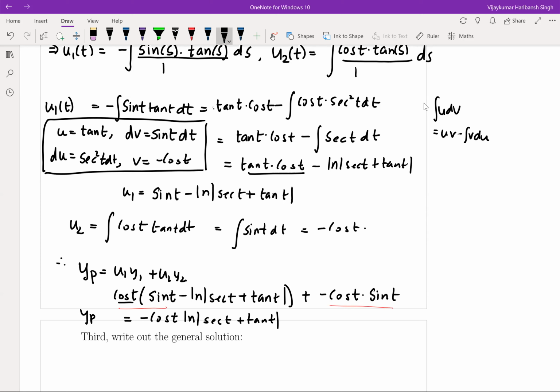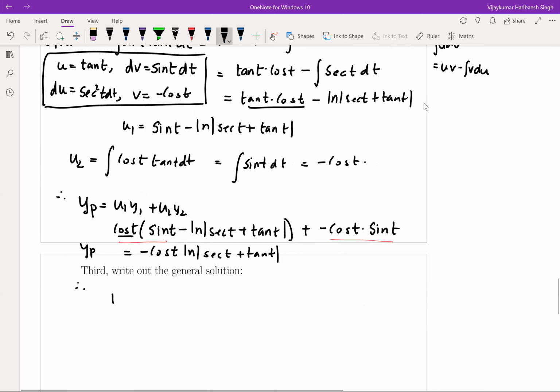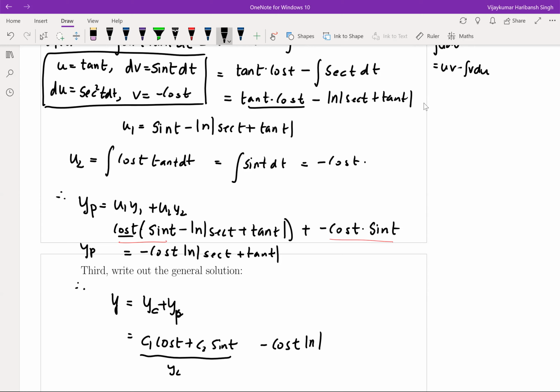So then what is your general solution? The general solution is of the form y equals yp plus yc, or generally it's better to write yc plus yp. So we get c1 cos t plus c2 sine t, that is your yc, and then plus yp, which we got there, minus cos t ln of secant t plus tan t. So this is your solution to the whole differential equation.